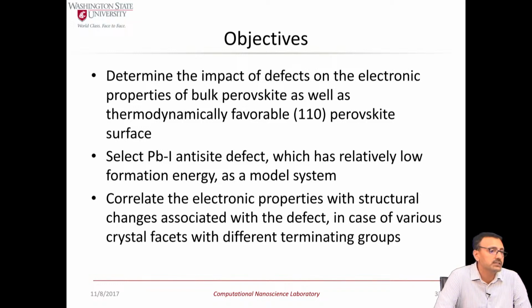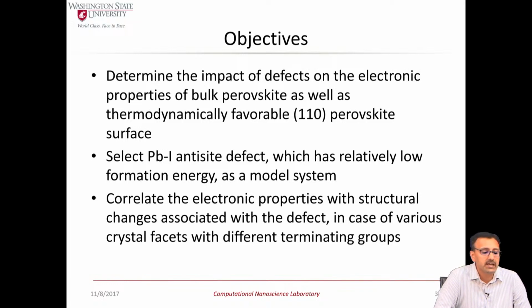So obviously you want to consider defects with favorable formation energy, that they are relevant, right? For bulk perovskites, it is already known that the defects that are most relevant do not introduce deep trap states, but what is not known at the time we started this was what about surface defects?